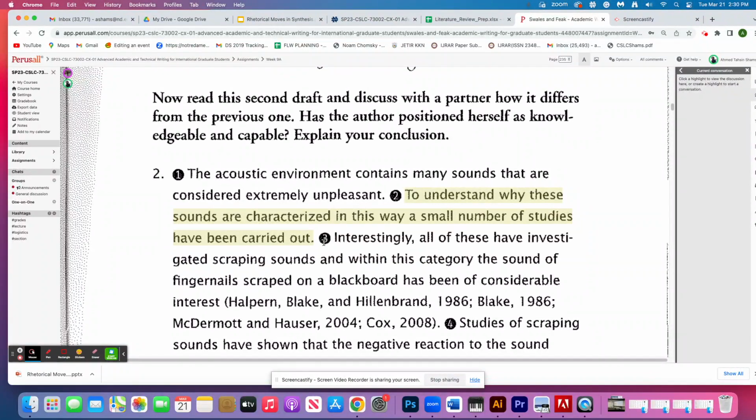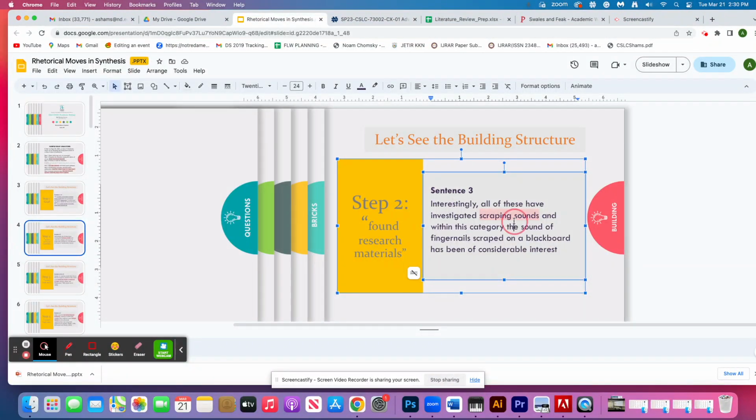So this is the way we are expecting the whole essay will be organized: how the investigation of scraping sounds has been analyzed by different writers. So this is the expected organization of this writing. All the found research materials we will see here will be based on this. That's what I got.